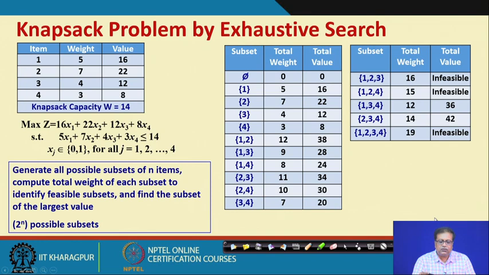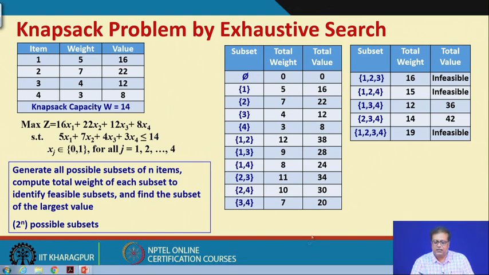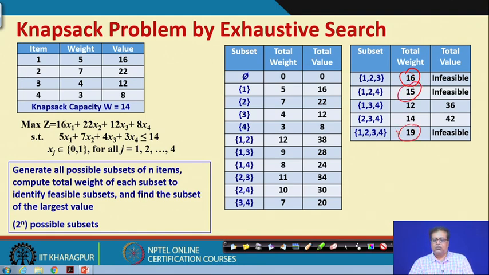As we evaluate, we find for the null set both are 0, and for 1, 2, 3, 4 it is only the weight and value as given. If we take 1 and 2 then it will become 5 plus 7, 12, and the value is 38. Like this, for each of these we can write down the weight and the value. We see that the total weight is crossed in some situations, for example here and here. Since they are crossed, they are all infeasible; these solutions are not practical.